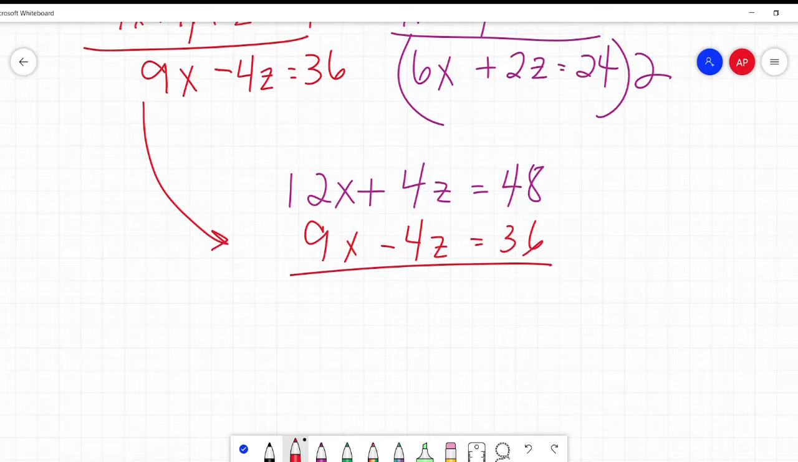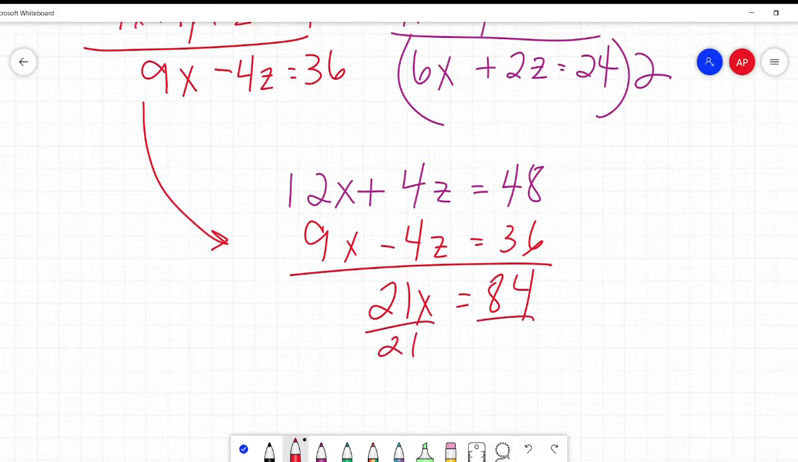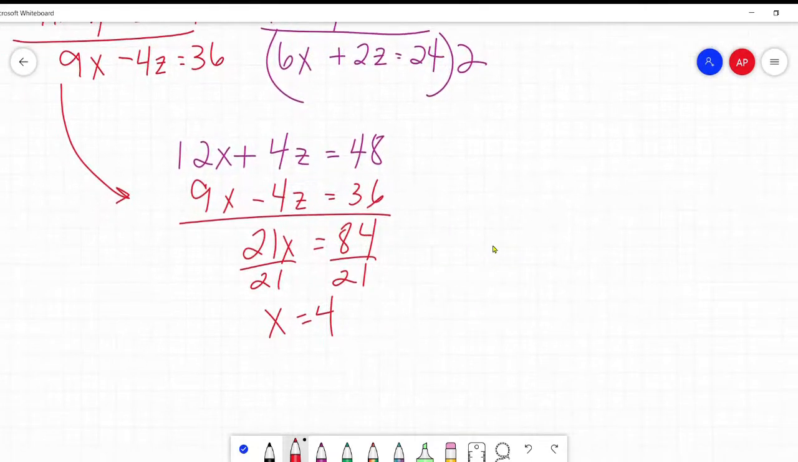Add those together. 12x plus 9x is 21x. 4z plus negative 4z is nothing. And 48 plus 36 is 84. Right, divide both sides by 21. X equals 4. Well, now that I know x equals 4, I'm not going back to the big three.